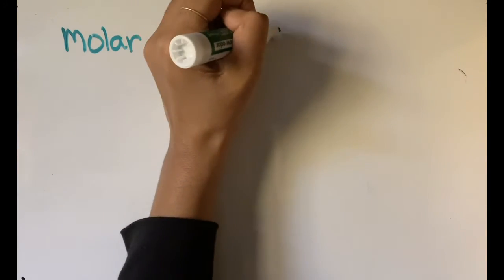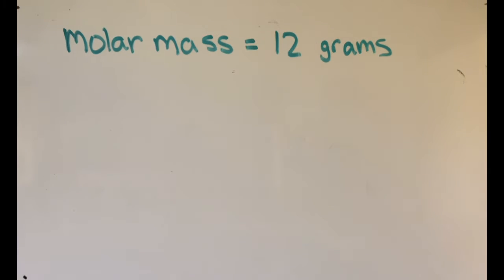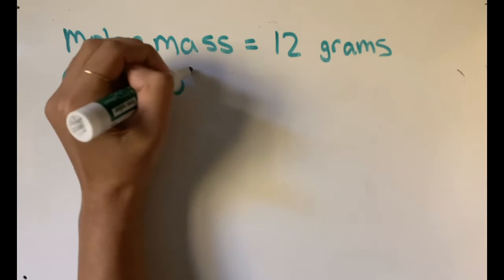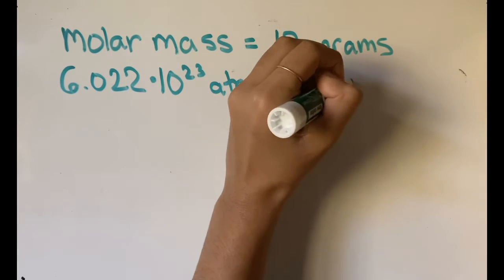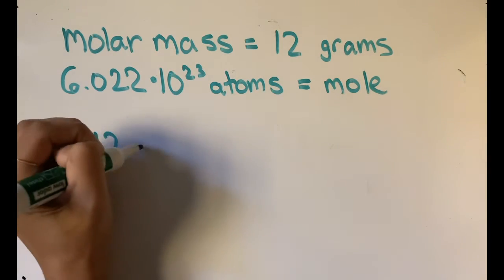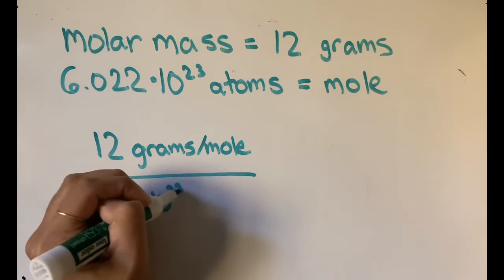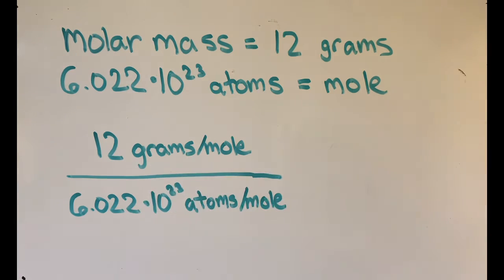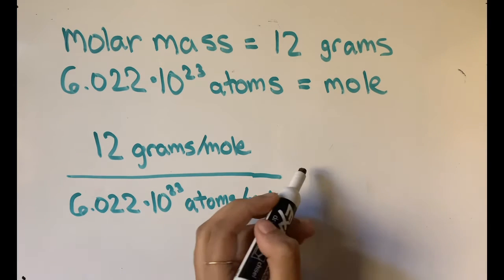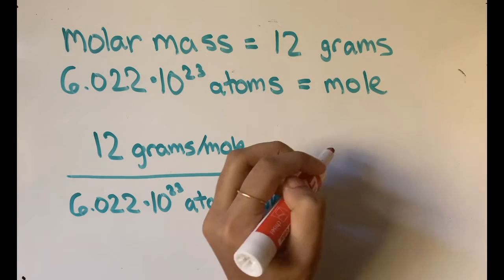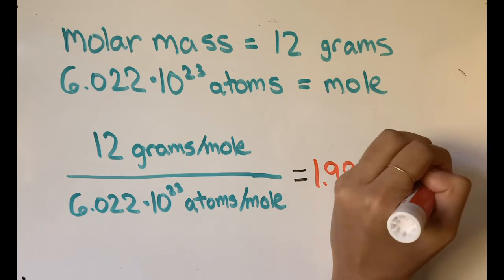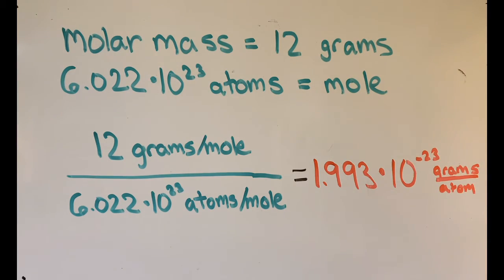Let's try to find the mass of a single carbon-12 atom with the information we just learned. We know that the molar mass of carbon-12 is 12 grams. We know that there are 6.022 times 10 to the 23rd atoms of carbon-12 in 1 mole. So, if we take the molar mass, which is 12 grams, and divide it by 1 mole, or 6.022 times 10 to the 23rd atoms, we should get the mass of 1 atom of carbon-12. In this case, it's 1.993 times 10 to the negative 23rd grams. It's really small, but it makes sense, doesn't it?